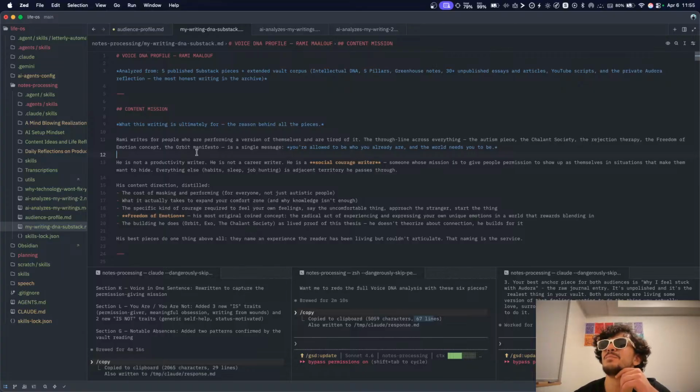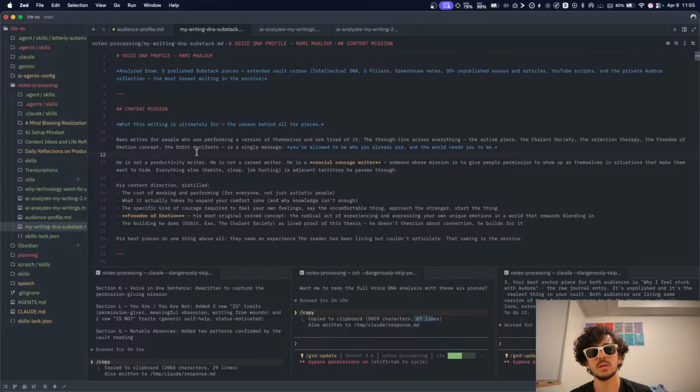He is not a productivity writer. He's not a career writer. He's a social courage writer. Okay, that's correct. Someone whose mission is to give people permission to show up as themselves in situations that make them want to hide. Everything else, habit, sleep, job hunting, is adjacent territory he passes through.